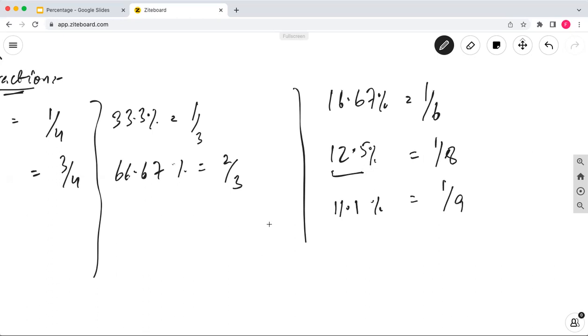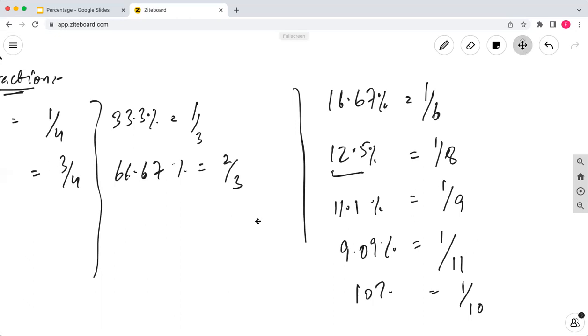And the last one is, what is 9.09%? 1 by 11, right? And this is pretty much common. 10% is what? 10% is 1 by 10.